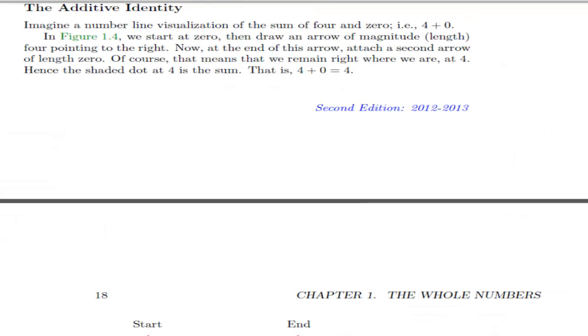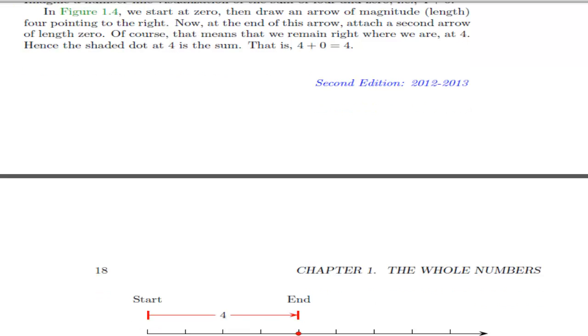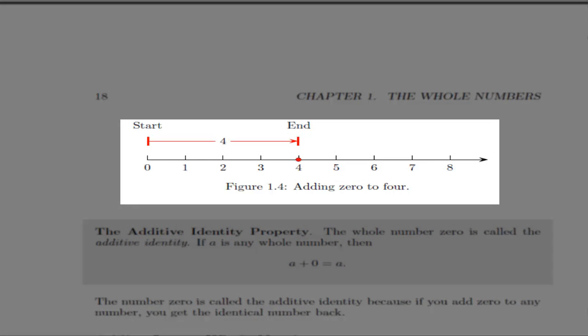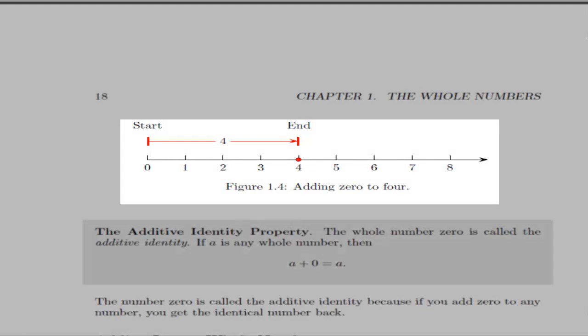The additive identity. Imagine a number line visualization of the sum of 4 and 0, i.e. 4 plus 0. In Figure 1.4, we start at 0, then draw an arrow of magnitude (length) 4, pointing to the right. Now, at the end of this arrow, attach a second arrow of length 0. Of course, that means that we remain right where we are at 4. Hence, the shaded dot at 4 is the sum. That is, 4 plus 0 equals 4.